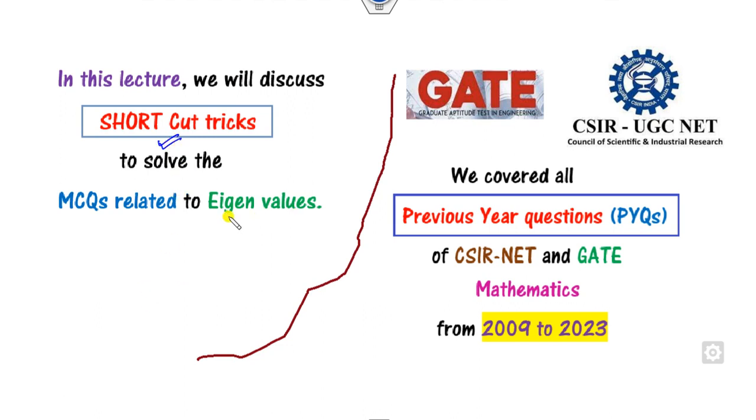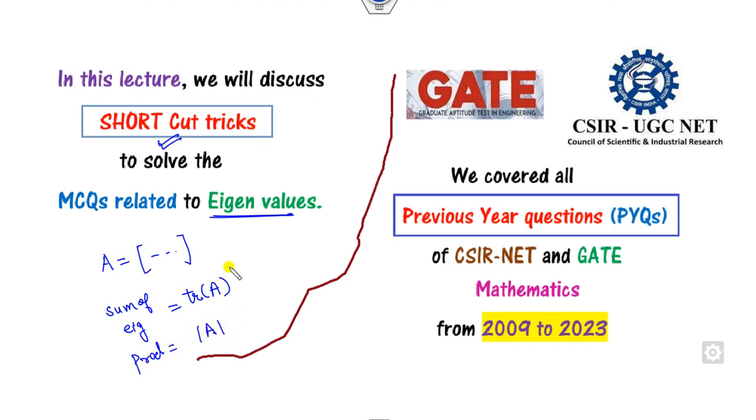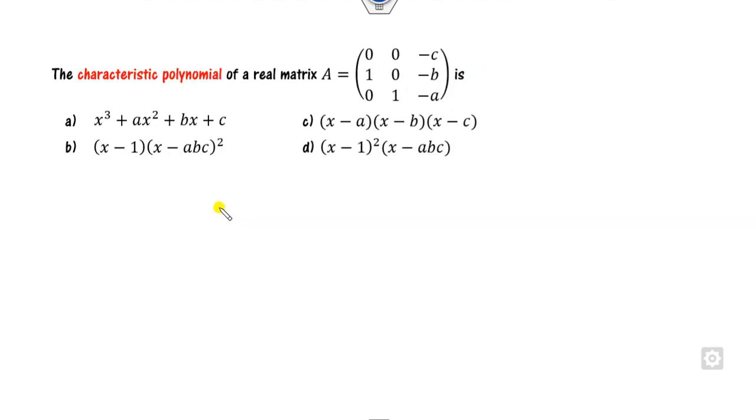So what is the shortcut trick? Remember always, whenever you have a matrix and the question is related to the eigenvalue, the sum of the eigenvalues is always the trace of the matrix and the product of the eigenvalues is the determinant of A. This is the simple trick we will use in all these 30 questions. So let's start with this one.